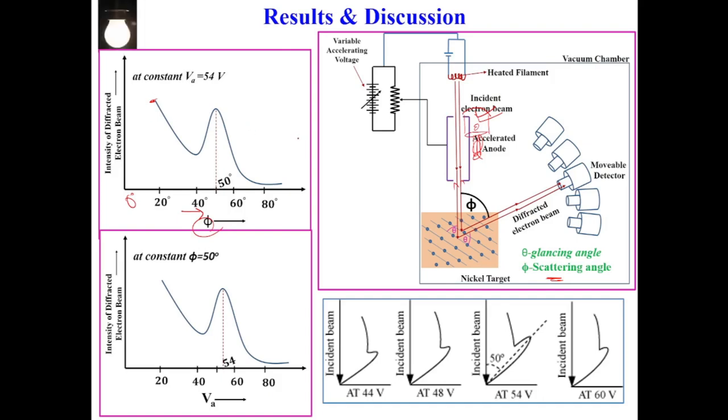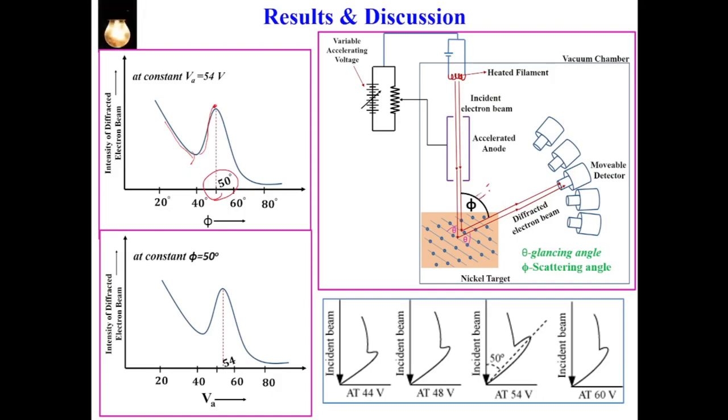But when phi is going to be increased, that means when the movable detector is moved in this way, what has happened? An interesting result has been found. The intensity of the electron beam gradually decreases, then increases and reaches a peak at a particular angle, that is 50 degree.